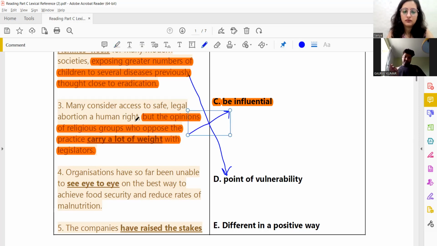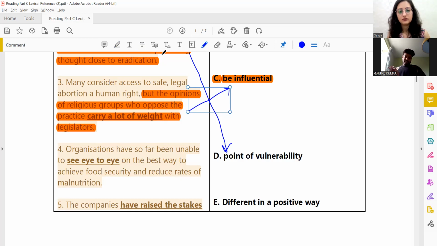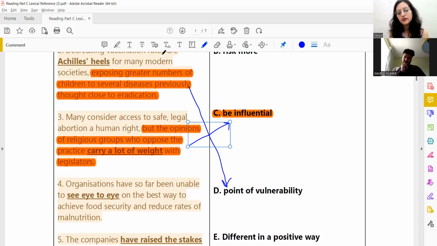Organizations have so far been unable to see eye to eye on the best way to achieve food security and reduce the rate of malnutrition. I think it's risk, like that. Not exactly. You can go back to what we discussed in the second activity. Look at that also. Maybe that will give you some hint.